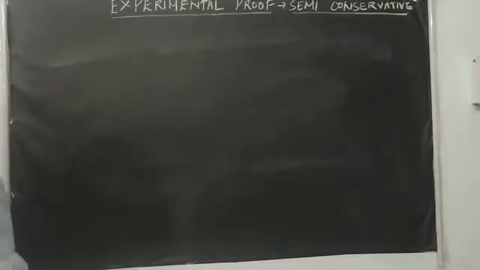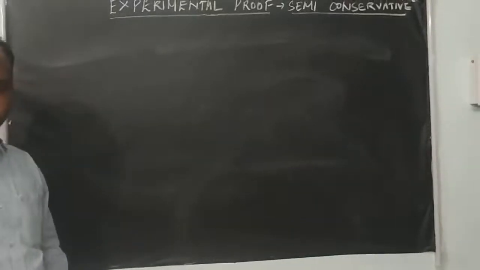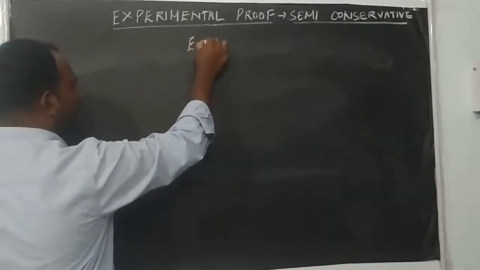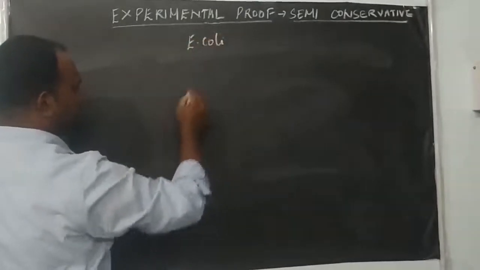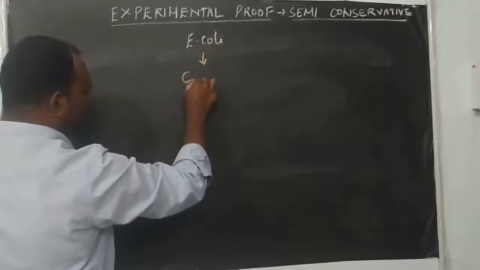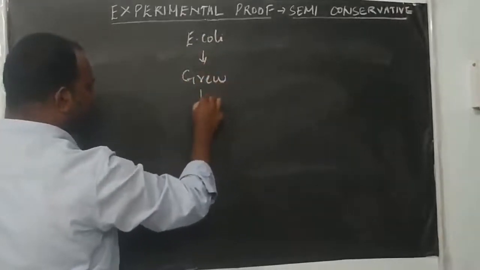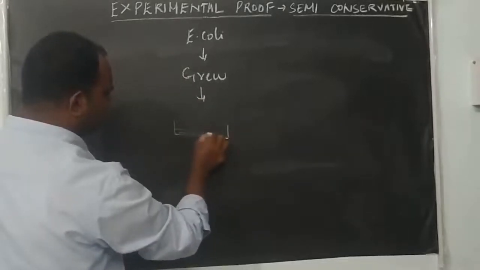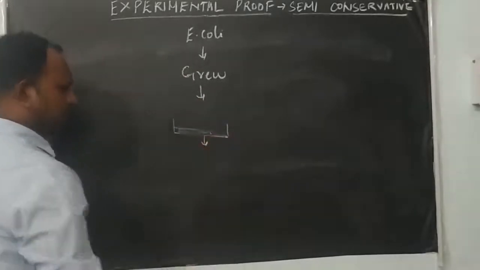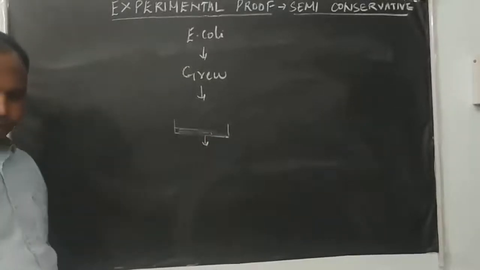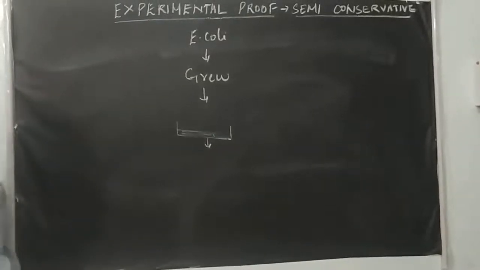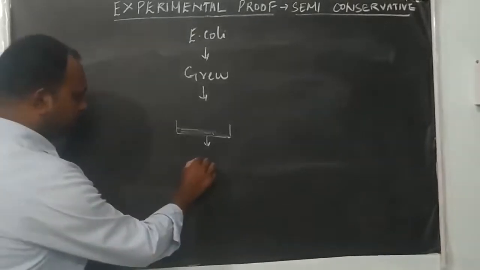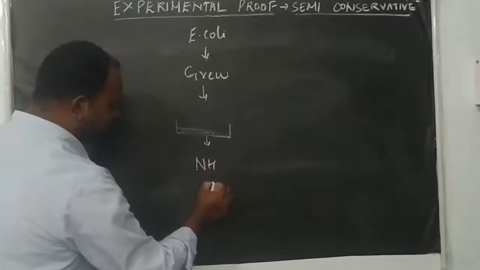First, what they did is they grew E. coli. They took the E. coli organism and grew it in a prepared medium. This medium contained N15 as the nitrogen source. For the N15, they took ammonium chloride, NH4Cl.